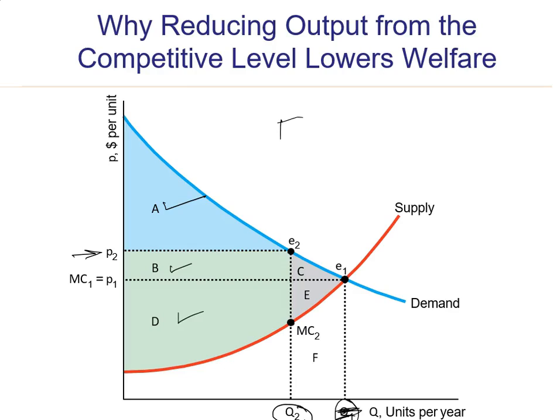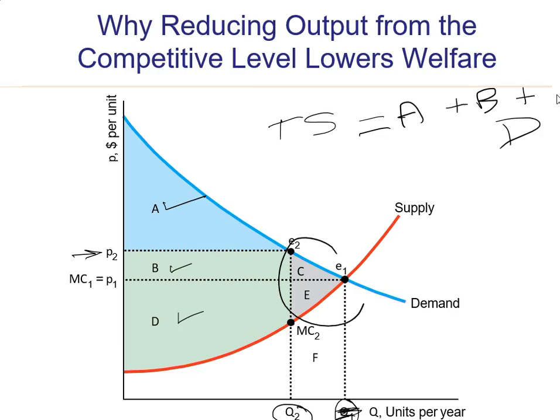So where is the total surplus then? Total surplus are the boxes that I have checked. That includes A, and also B, and also D. So then compare the before and after. Where are you missing out? We're missing out on these areas here, C and E. And there's a term for C and E. What do we call C and E? That's right, deadweight loss is C and E.